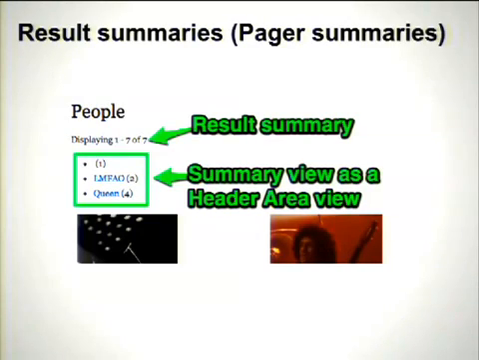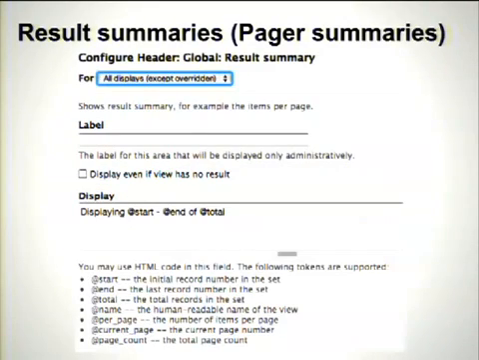Result summaries are area plugins, so you can add them to the header, footer, or even the empty area, although it probably wouldn't make sense to add a result summary to the empty area, because it would probably say something like displaying 0 to 0 of 0, which wouldn't be very useful. This is the configuration for the result summaries, and you can see here that you can configure the text and change that and include various different numbers in that text.